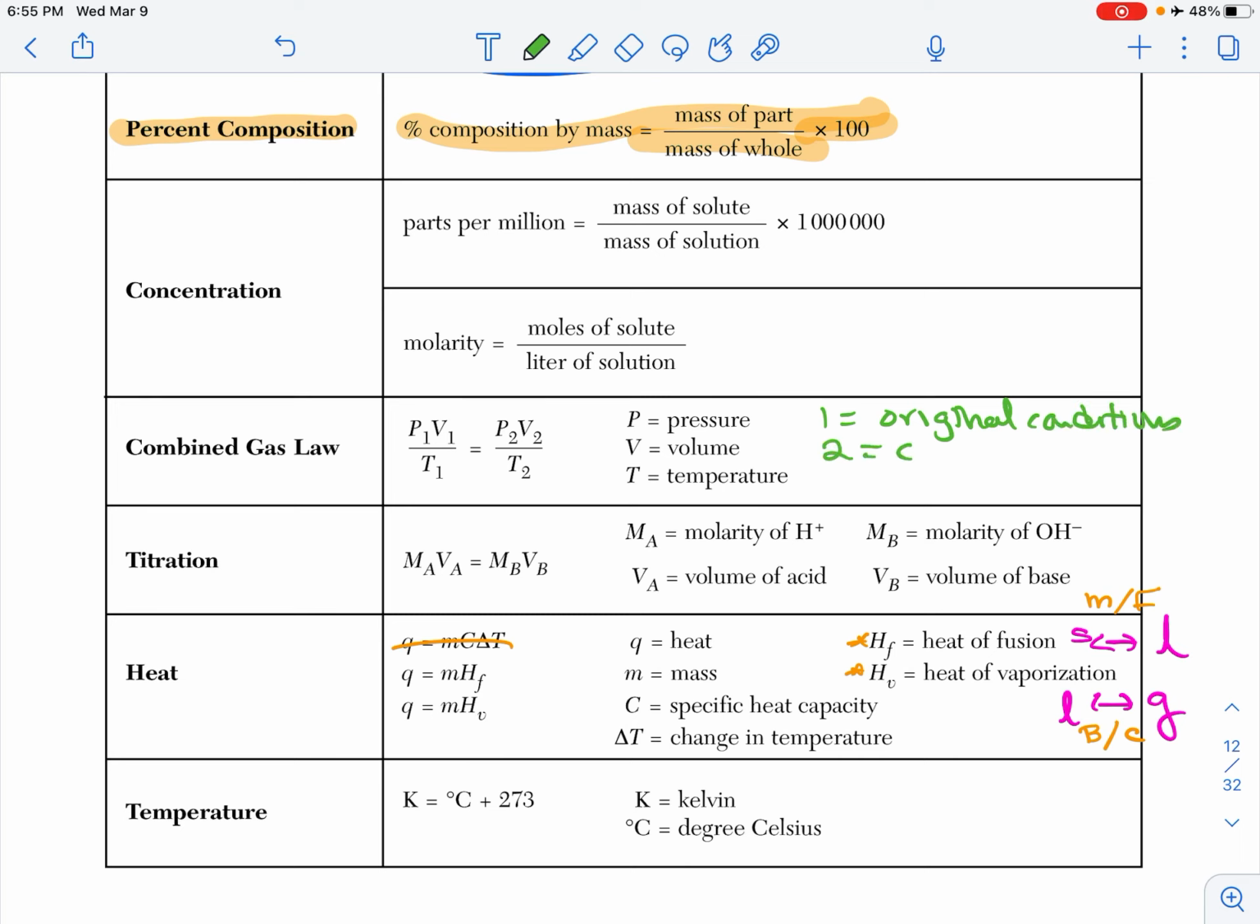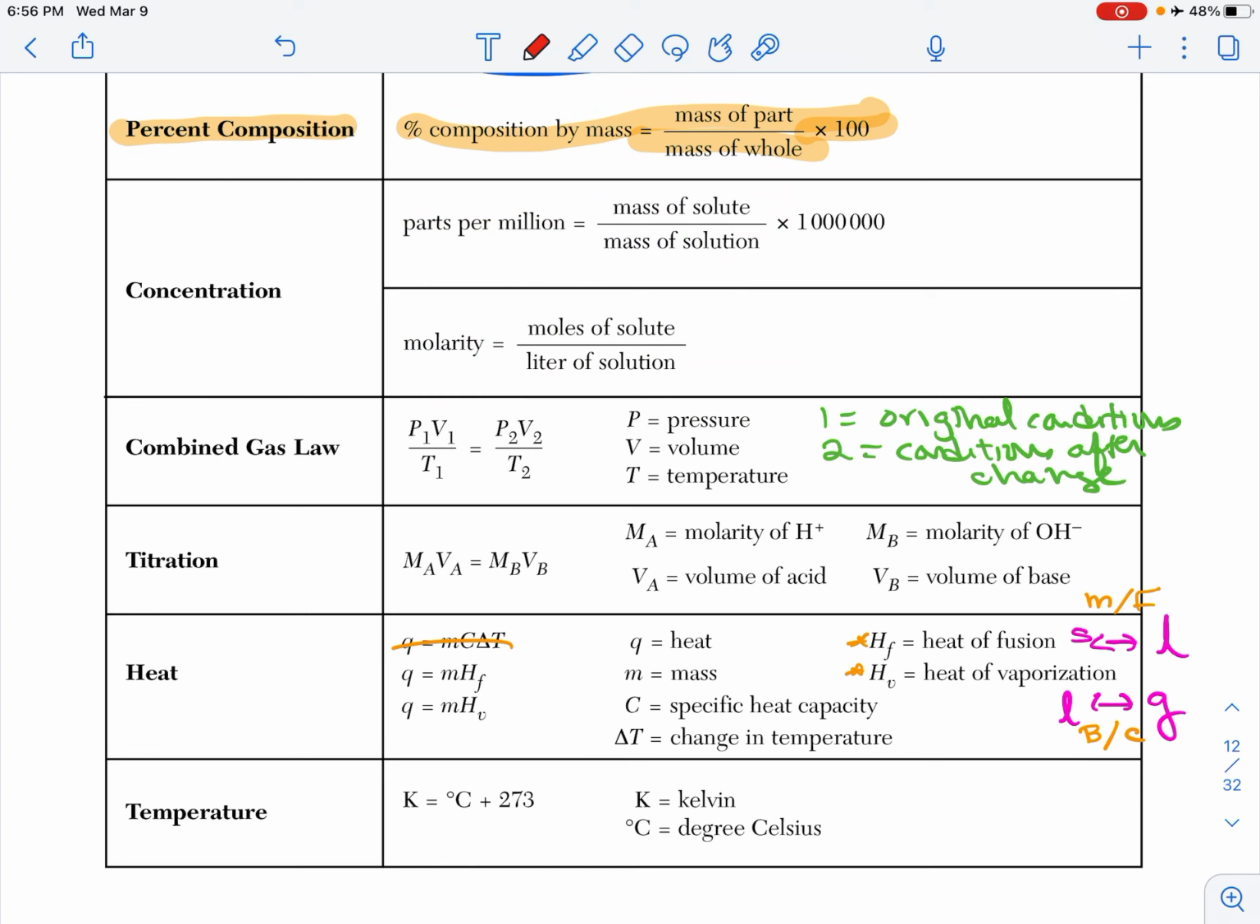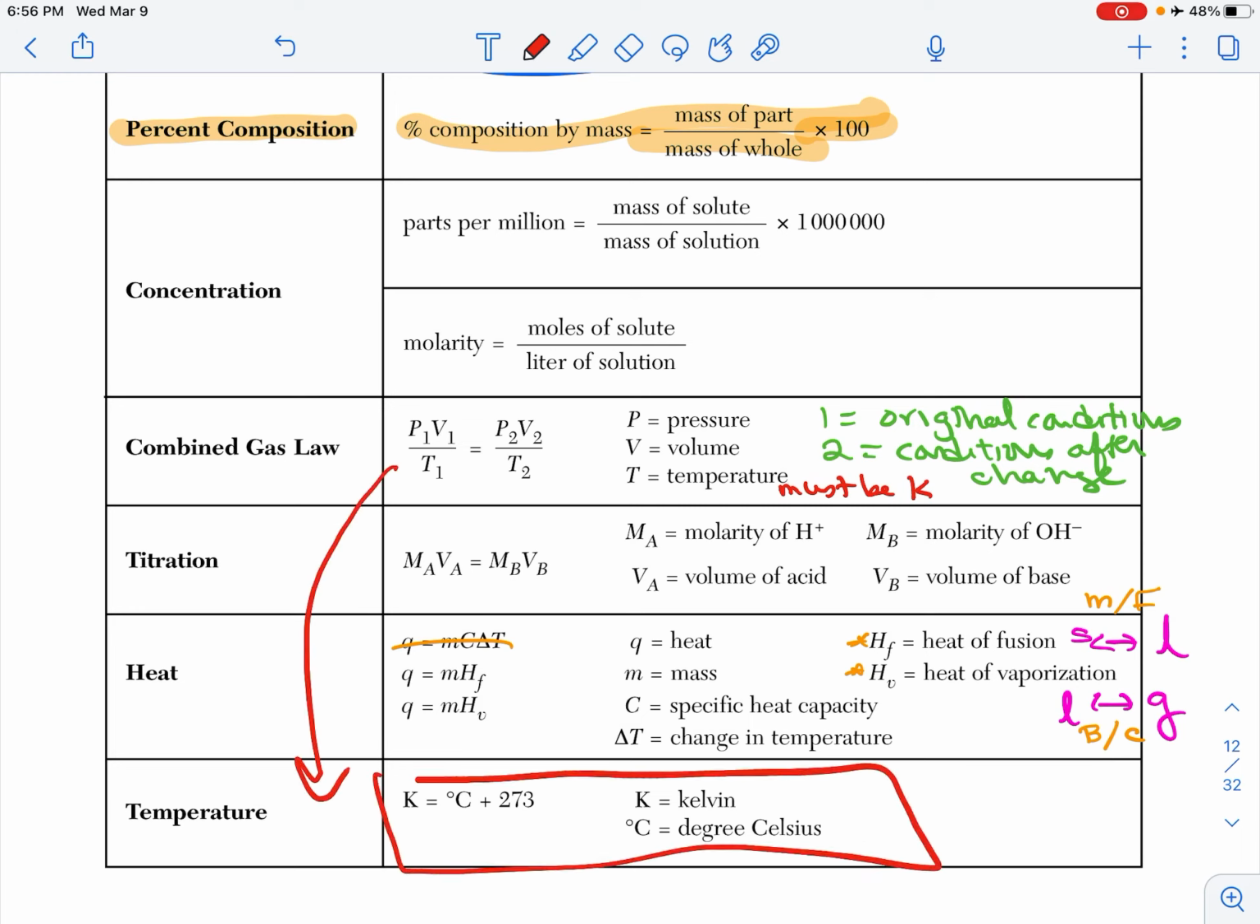2 means conditions after a change. P can be in any unit for pressure, so kilopascal, atmosphere, torr, millimeters of mercury. Volume could be milliliters or liters. The only thing is temperature must be in Kelvin. It has to be because it's an absolute scale. So similarly, if you're ever given degrees Celsius, you can just convert right here.